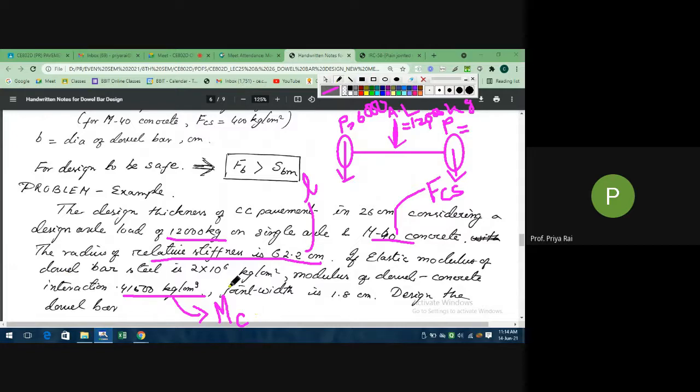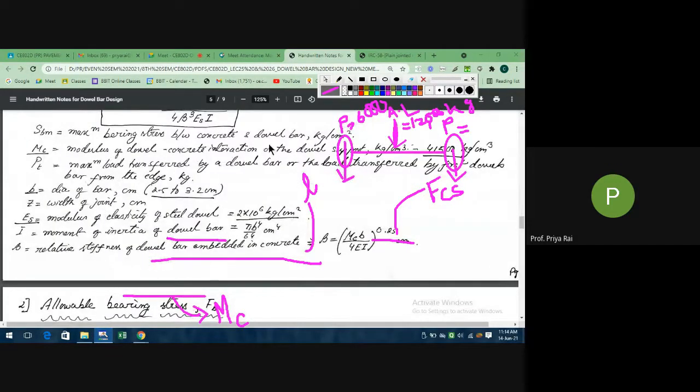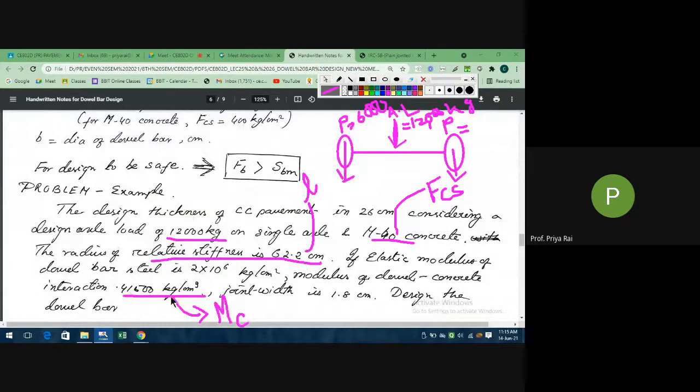Now we have to find out which things have been provided to us. See here, the modulus of dowel concrete interaction, MC, is given here as 41500 kg per centimeter square. If MC is not given, then we need to assume the same value. Now see, the joint width is this much. What is the notation for this? How do we denote this 1.8 centimeter? Which alphabet? Yes, Z.